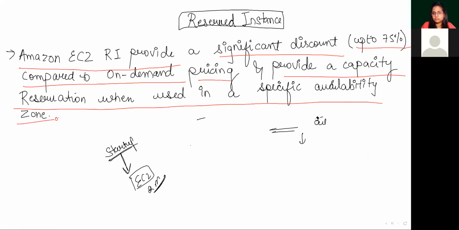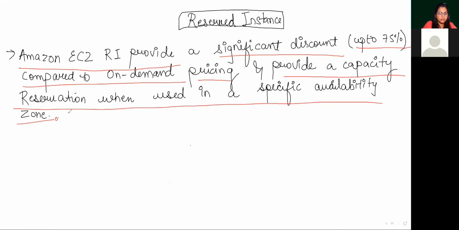And it is for a specific availability zone. For one particular zone, you have to specify in which zone you want to reserve it. Okay. Got it.